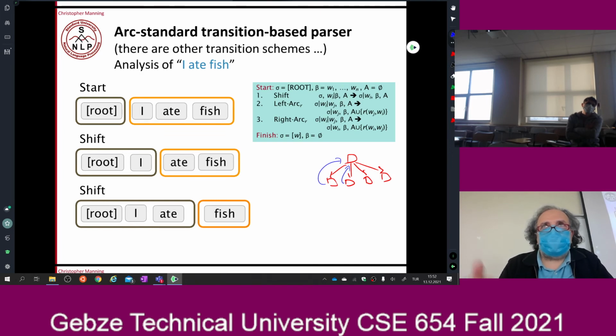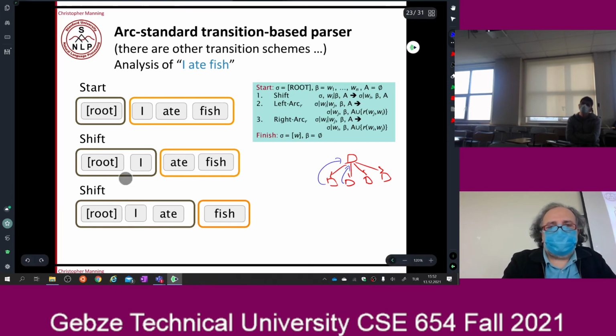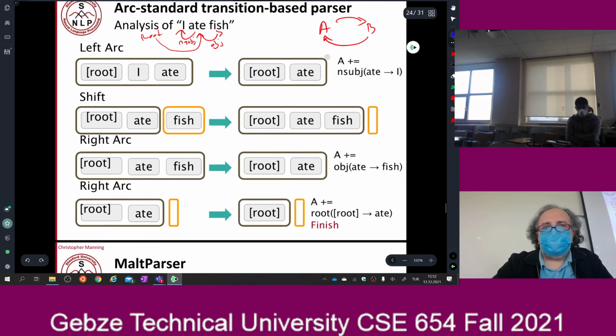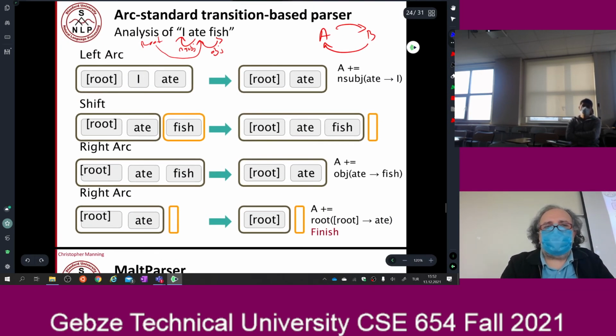At the beginning, I am going to make this decision. I am going to ask my oracle, as sometimes they call it. What should I do? It says shift. Okay, I shift it. I put this "I" at the top of my stack, and I shift again, "ate". And then if I continue, I do the left arc.